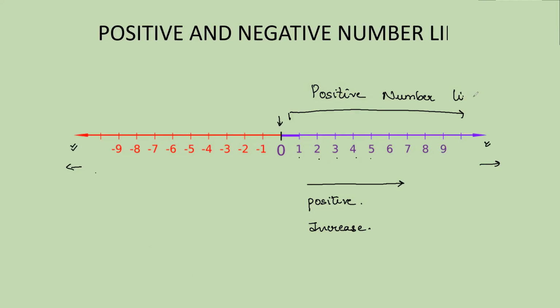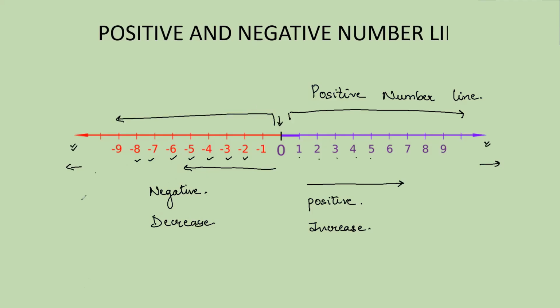Now, when we see the numbers on the left hand side of the zero, here these numbers are negative in number. -1, -2, -3, -9, like this. So these are negative and the numbers decrease in value. We can also say that here this number line with negative numbers is called a negative number line.